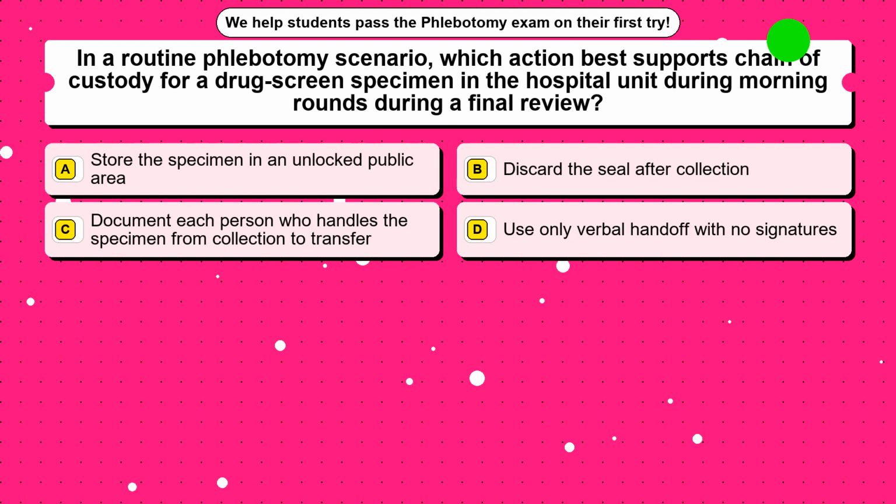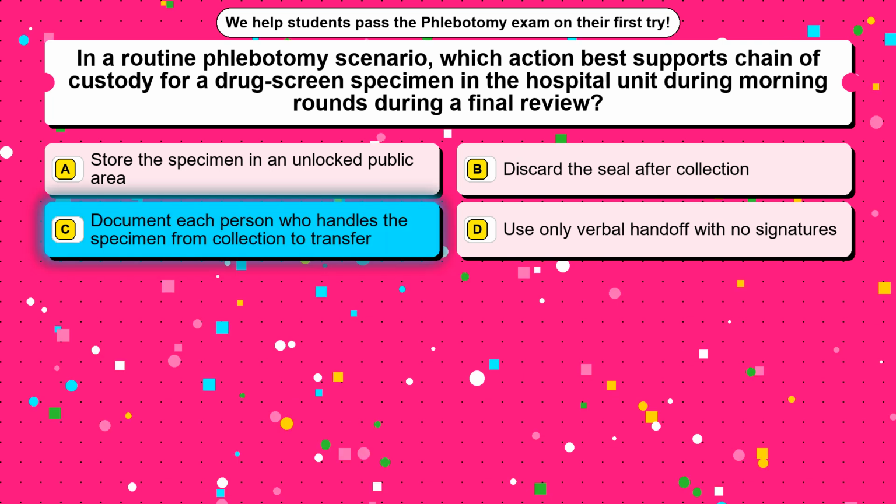Question 47. In a routine phlebotomy scenario, which action best supports chain of custody for a drug screen specimen in the hospital unit during morning rounds during a final review? Option A. Store the specimen in an unlocked public area. Option B. Discard the seal after collection. Option C. Document each person who handles the specimen from collection to transfer. Option D. Use only verbal handoff with no signatures.